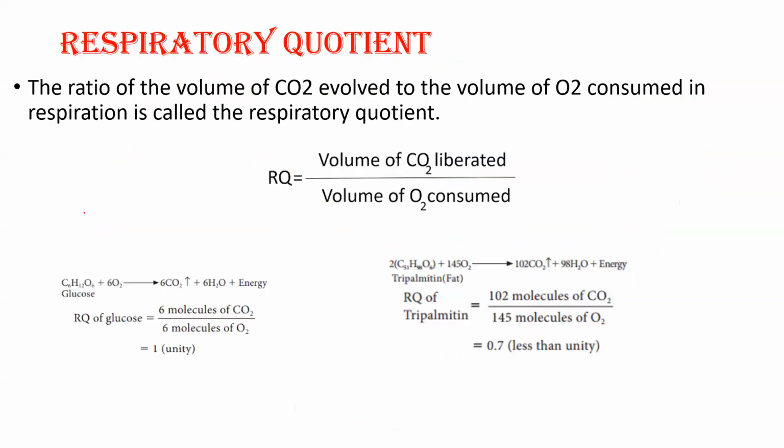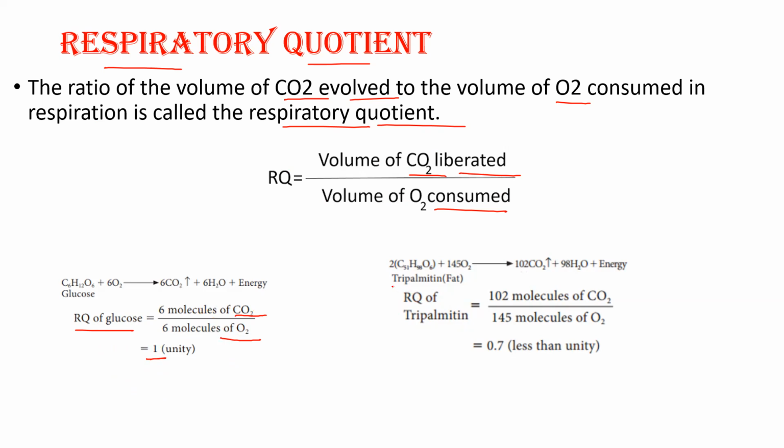Let's talk about respiratory quotient. Respiratory quotient means the ratio of the volume of CO2 evolved to the volume of O2 consumed in respiration. It means, as per how much O2 is consumed, in comparison to that how much CO2 is liberated. Here is glucose RQ. If 6 molecules of oxygen are used, then 6 molecules of CO2 are released. This is called 1, so their ratio, RQ, is 1, unity.